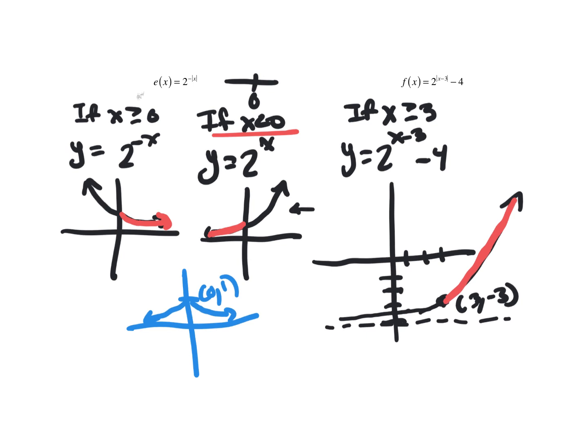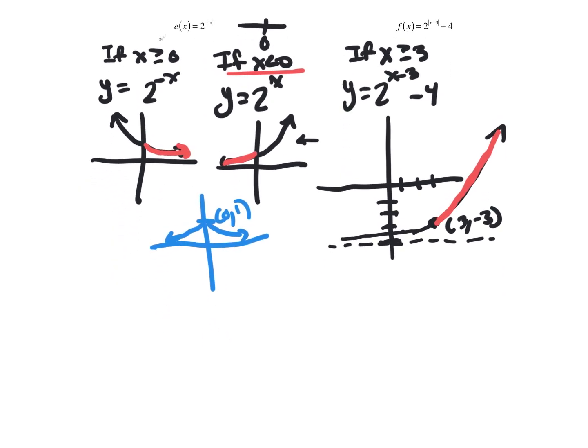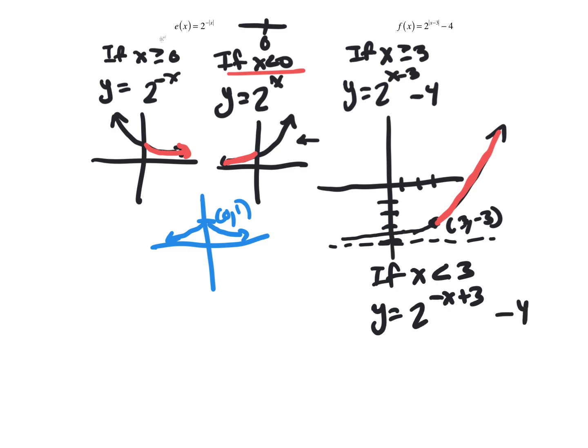And let's do the other half. So now we're looking at if x is less than 3, then I'm doing y equals 2 to the -x plus 3 minus 4. And let's actually rewrite that as y equals 2. If I take out a negative, it's x minus 3 minus 4.